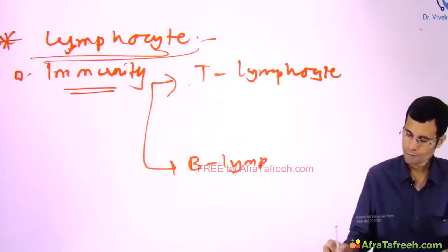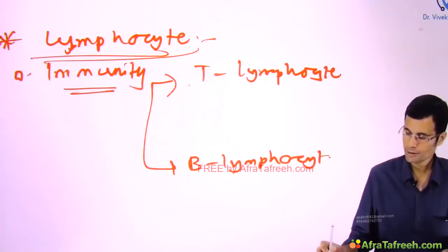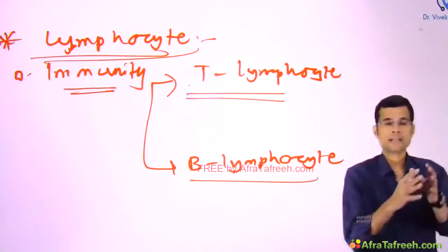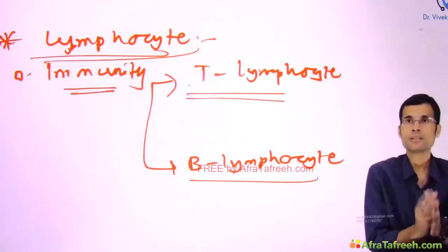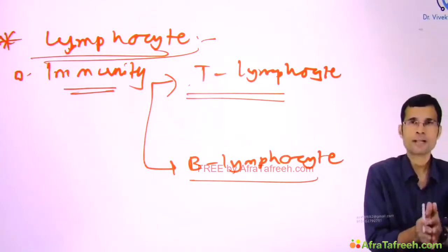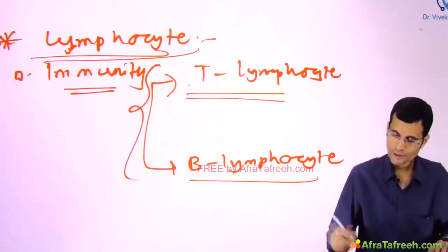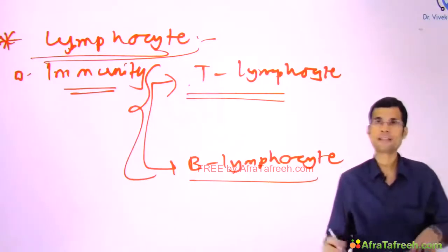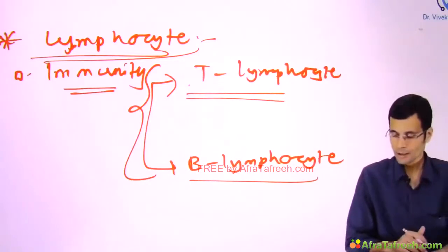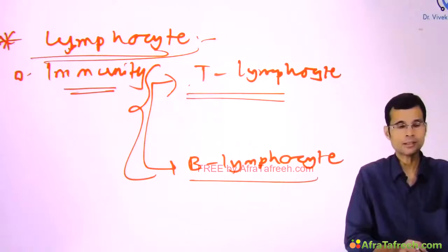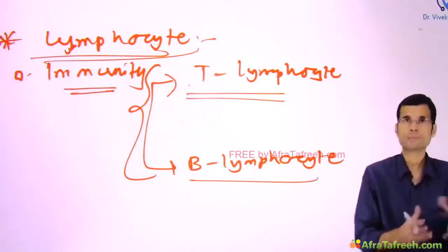Now very often this confusion stays with the students that morphologically you see small lymphocyte and large lymphocyte, and functionally you see T lymphocyte and B lymphocyte. Is there any connection? There is no such connection that small is T and large is B or something like that.